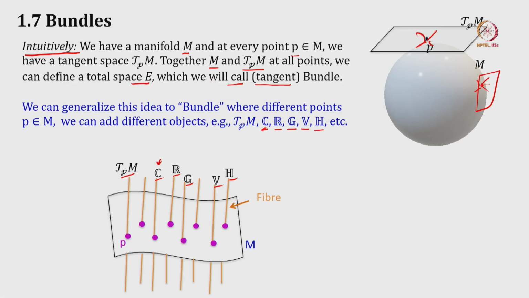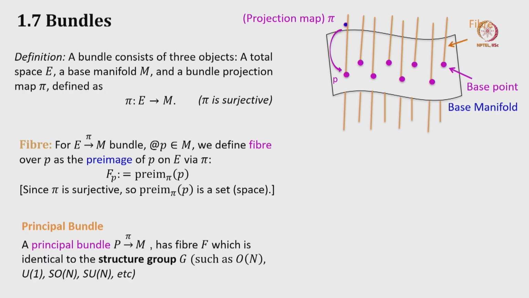And together, these things which we consistently draw in a vertical line will be called a fiber, and at every point of a manifold a fiber is defined. So, together it is called a bundle. Okay. So, that gives you a rough idea about what a bundle is.